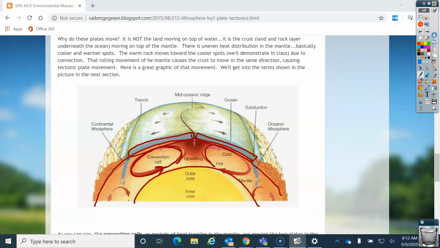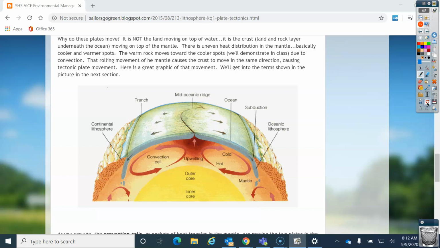So as you can see, let me change my color here. If we have this cycle moving around and around and around, the plate's going to move this way. And if we have this one moving around and around like this, the plate's going to move that way. And what's going to happen is you'll end up having a mid-oceanic ridge as those two plates move apart. And then you'll have this upwelling where new magma actually comes up through the earth and forms new land. So it's pretty cool. All right. That rolling movement of the mantle causes the crust to move. So that is a great graphic, and please go back and look at that.